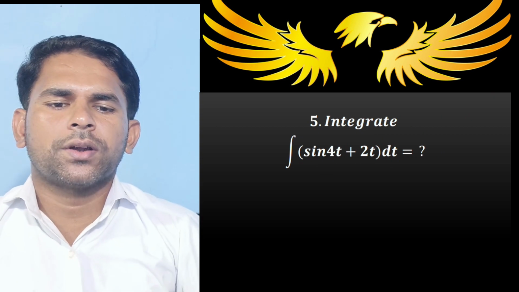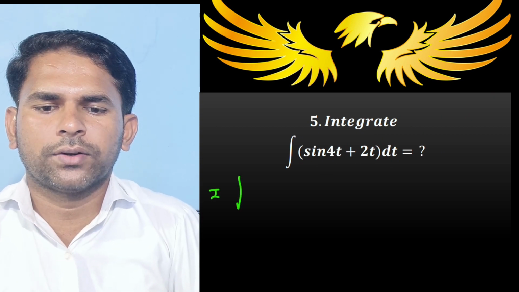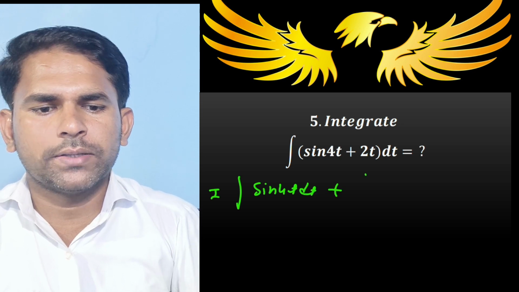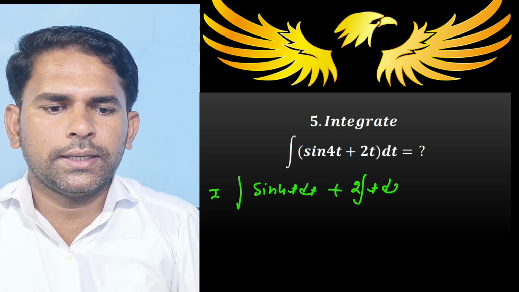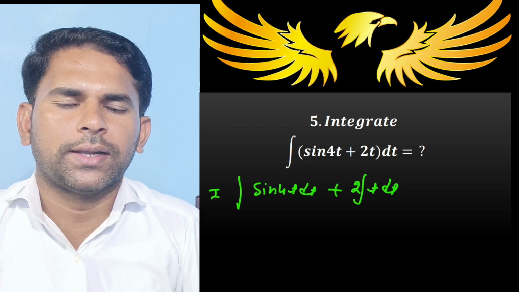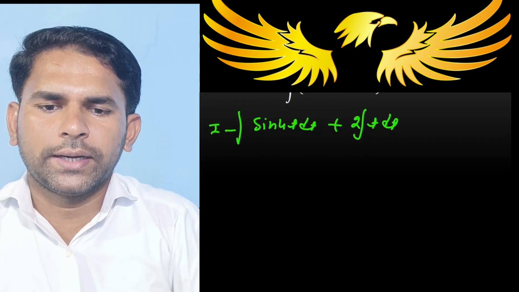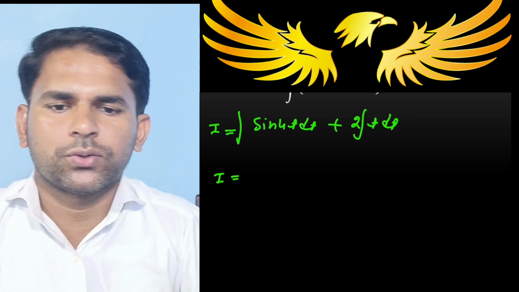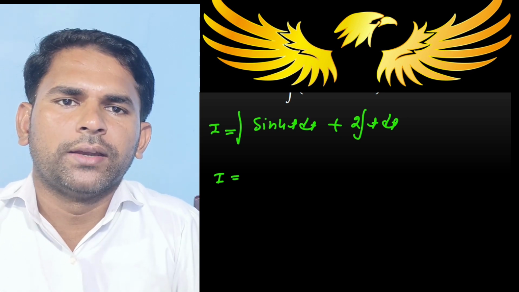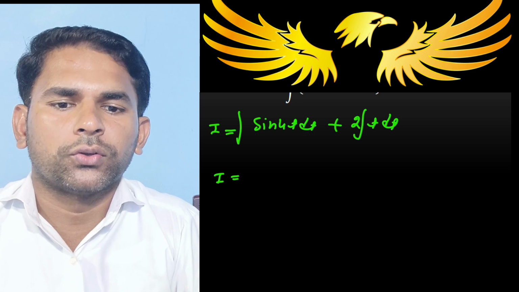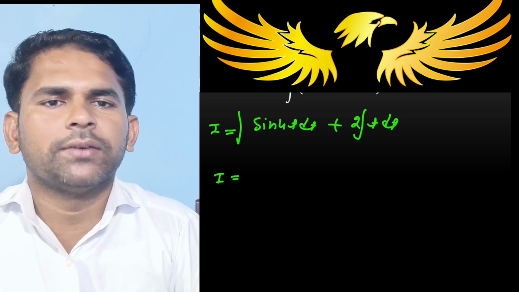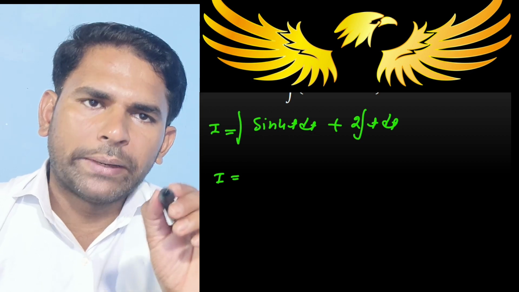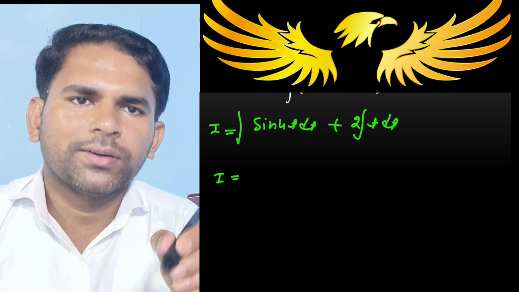They are asking integration of sine 4t dt plus 2 t dt. We can write it separately like this. So we are going to integrate I is equal to, I means integration. Now integration of sine will be minus cos, but 4t is there, so here divided by 4. In differentiation you multiply the extra, here you will divide.